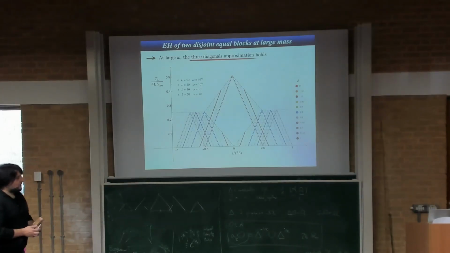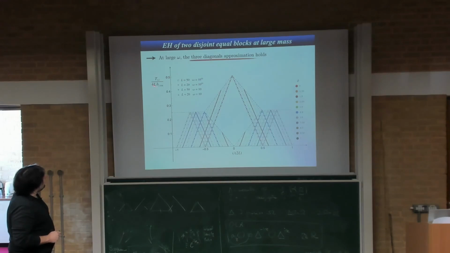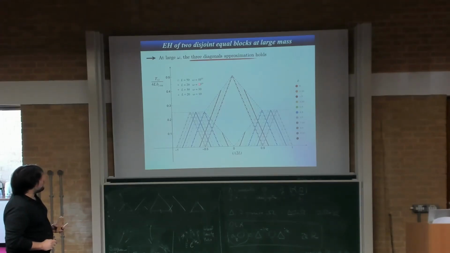Yes, let me explain. This is the main last thing. So here I'm plotting the diagonal of the entanglement Hamiltonian, only the diagonal, in the large mass regime. And then I vary the distance. These are when they are attached, and these are when they are very far away.